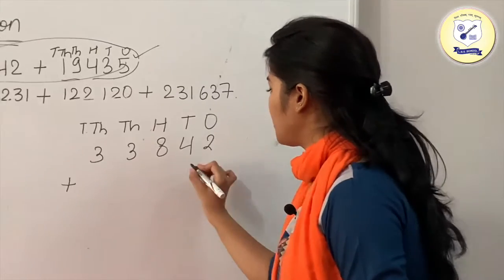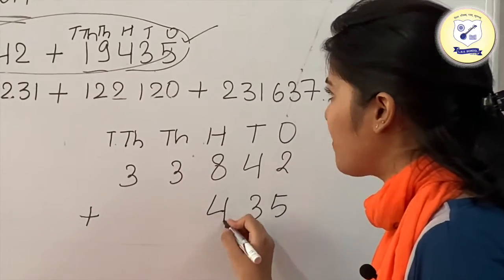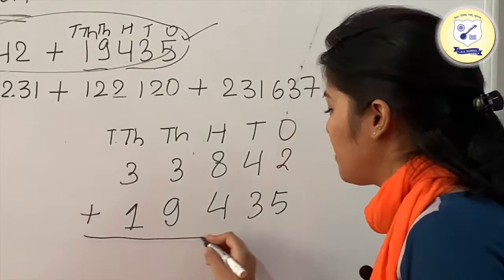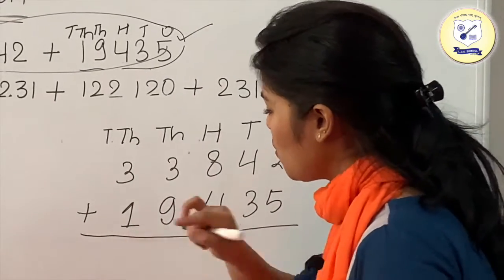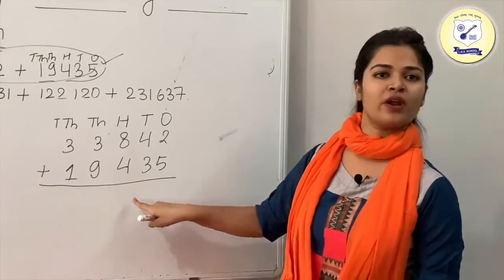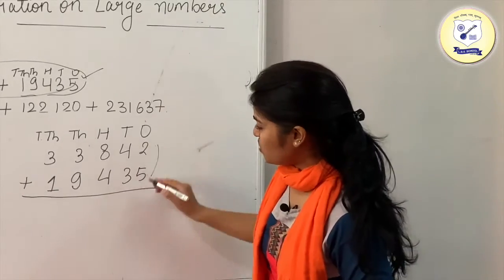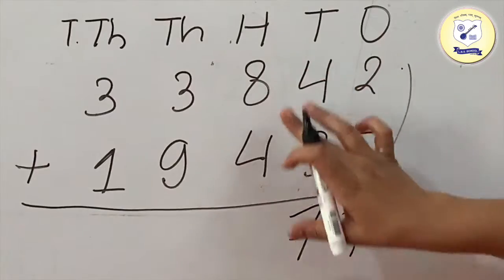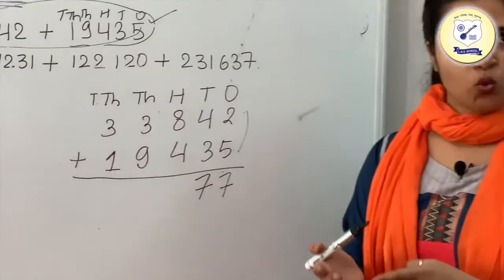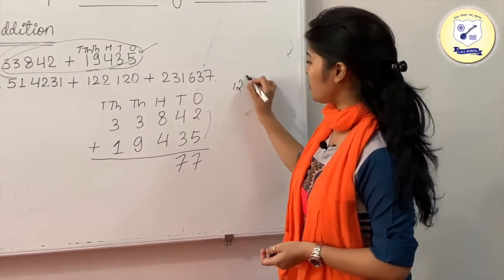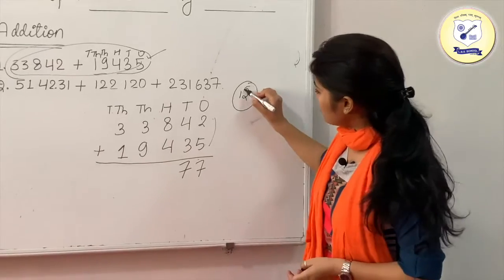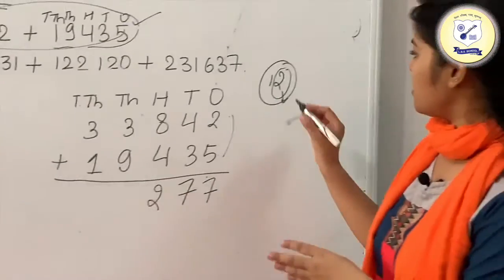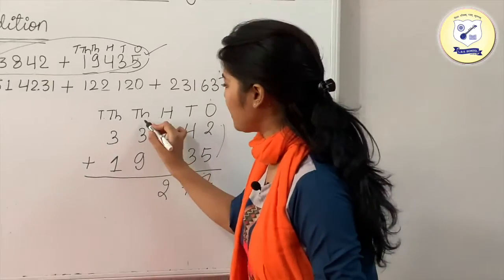5 is on ones place, 3 is on tens place, 4 is on hundreds place, 9 is on 1000s place, and 1 is on 10,000 place. So our number is 19,435. 5 plus 2 is 7, 4 plus 3 is 7, 8 plus 4 is 12. When you are adding 2 digits, and if you will get a 2-digit number, so just write down this ones place digit over here and just put the carry on the next number.